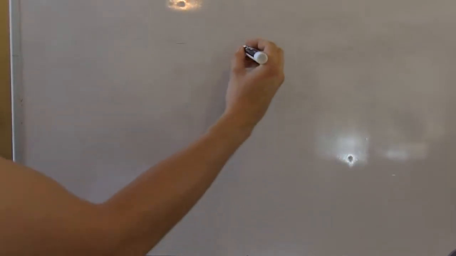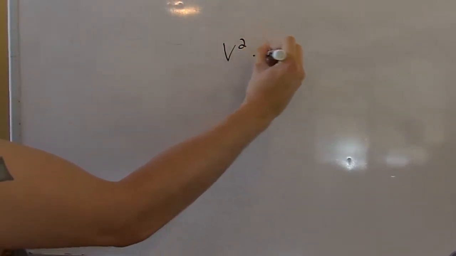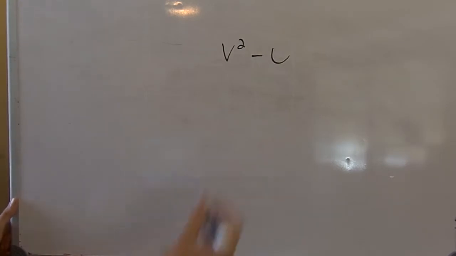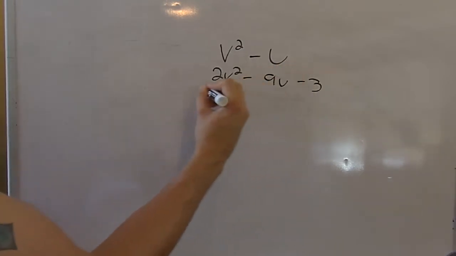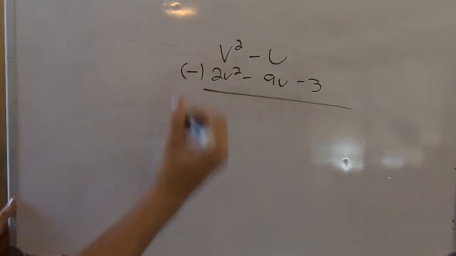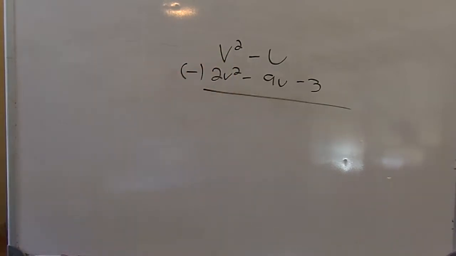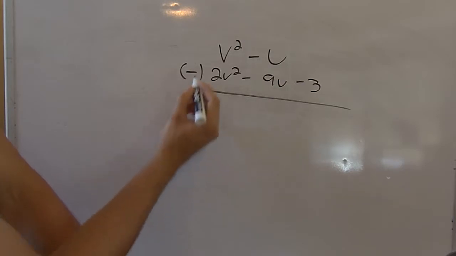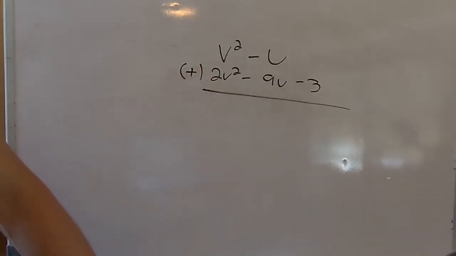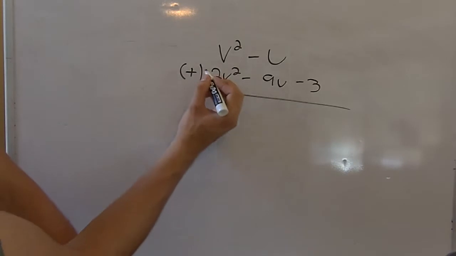You may see some other problems that are a little bit longer, such as v squared minus v, and then we have 2v squared minus 9v minus 3. And we have a minus sign in parentheses over here. So once again, we're going to keep flip change. We're going to keep the top the same. We're going to flip the subtraction sign, and we're going to change the sign of everything.